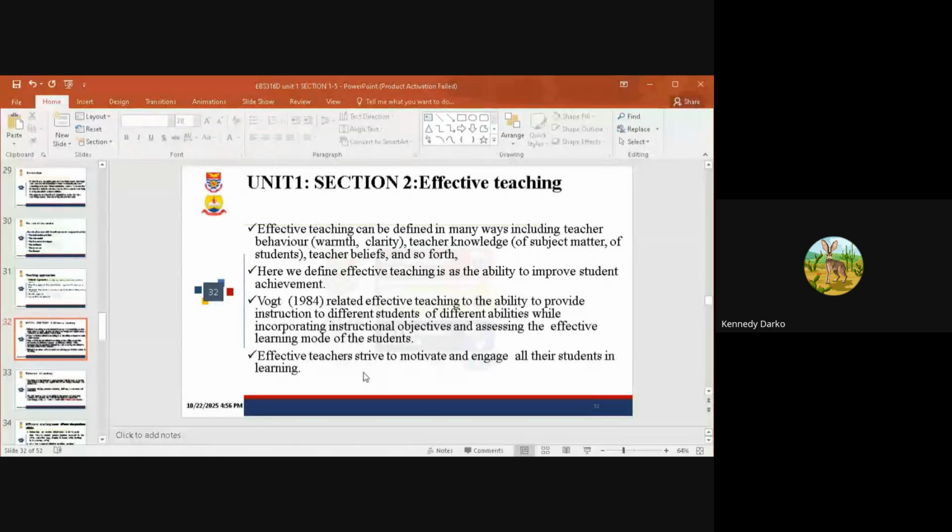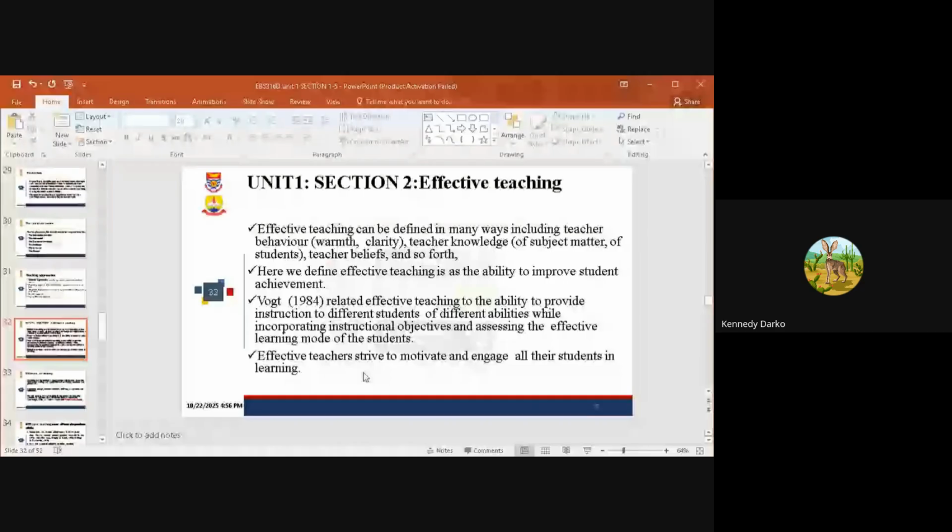It is also the ability to improve student achievement. If you're saying you are doing effective teaching, what do we do? At the end, you have to improve student performance, or you have helped the student to achieve. So Vogt, 1984: effective teaching was the ability to provide instruction to different students of different abilities, while incorporating instructional objectives and assessing the effective learning mode of the student.